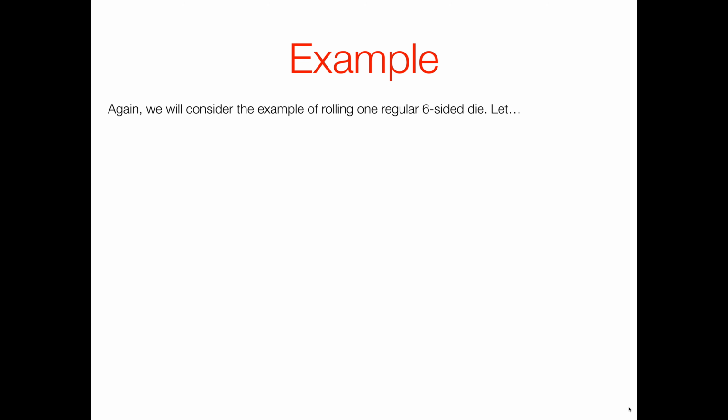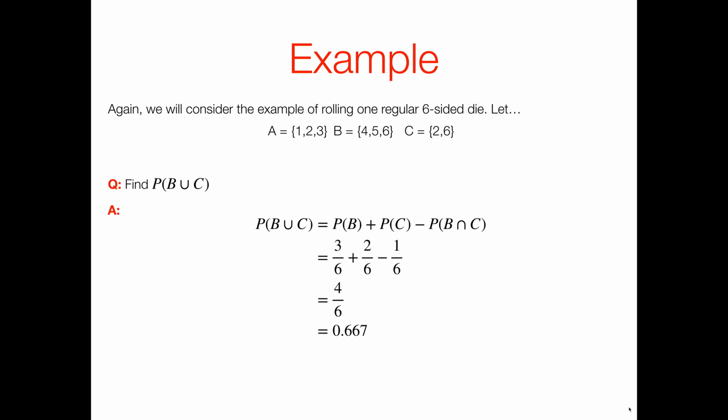Again, we're going to consider the example of rolling one regular six-sided die. Let the set A be you roll a 1, 2, or 3. Let the set B be you roll a 4, 5, or 6. And let the set C be you roll a 2 or a 6. What is the probability of B or C? AKA, what is the probability of the union of B and C?